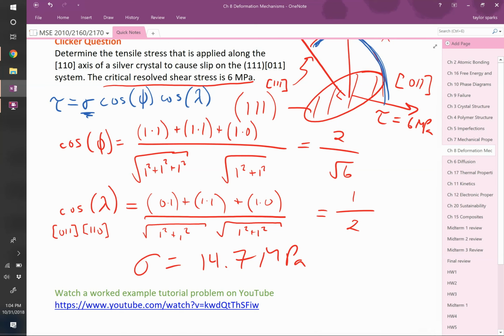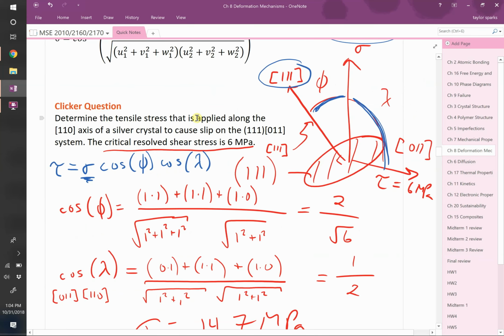Pretty straightforward. The key thing is to remember how to do this dot product to get that angle, to make sure that you choose the right angles, right? When I say that it's applied along the 110 axis and causes slip along that, can you interpret that and figure out which things you need to take angles between? That's the other mistake that we commonly see on that. And then this one simple formula, okay?